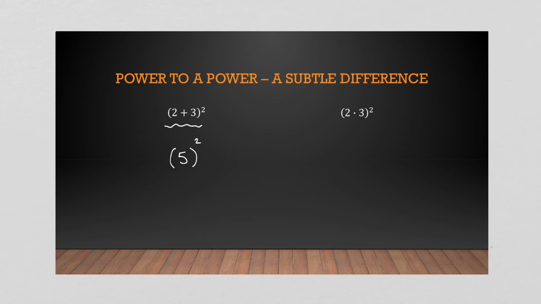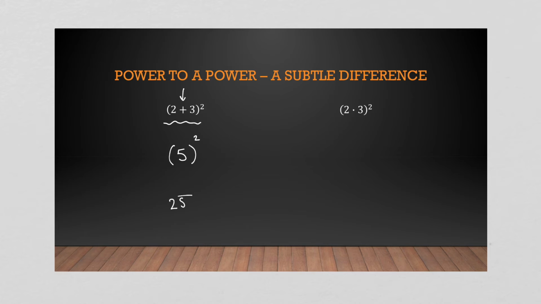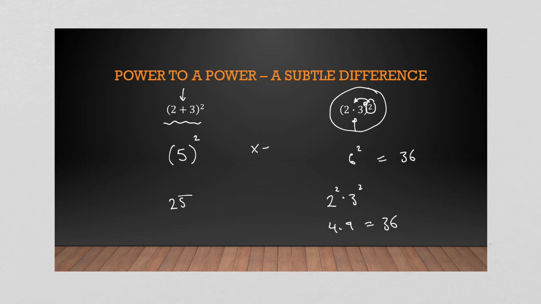So this is just 25. When it's addition or subtraction in here, you must do it that way. If you have multiplication in here, it doesn't matter. Because watch, if we did 2 times 3 is 6, 6 squared, we get 36. If we multiplied the 2 in and did power to a power, you'd get 2 squared times 3 squared, which is 4 times 9, which is 36. So if it's multiplication in there, you can do the power to a power, but you could also just multiply the numbers together. Where things get a little bit more challenging is when you have variables inside.